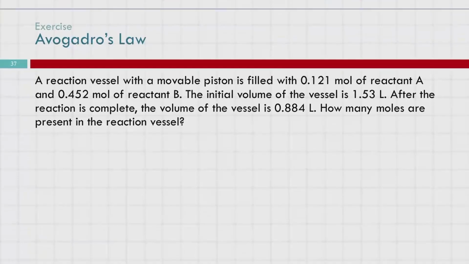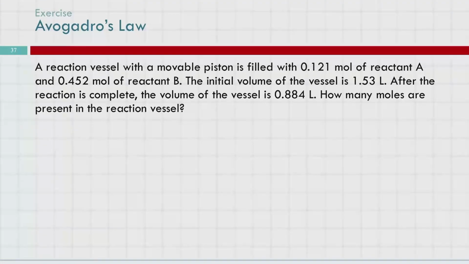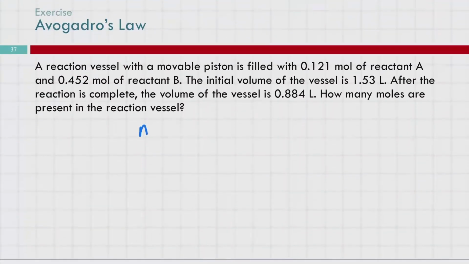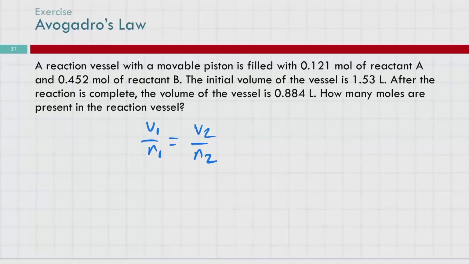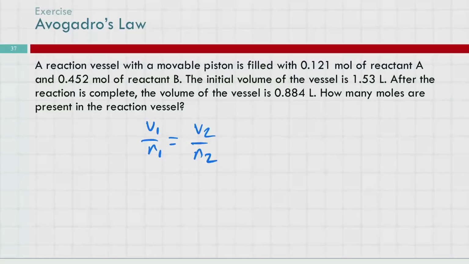Okay. Another one. This one's for you to try. We've got a reaction vessel with a movable piston. We're going to be using Avogadro's law. How did I write it before? V1 over N1 equals V2 over N2. So I'll give you some time to work on that one. Feel free to chat with your neighbor.